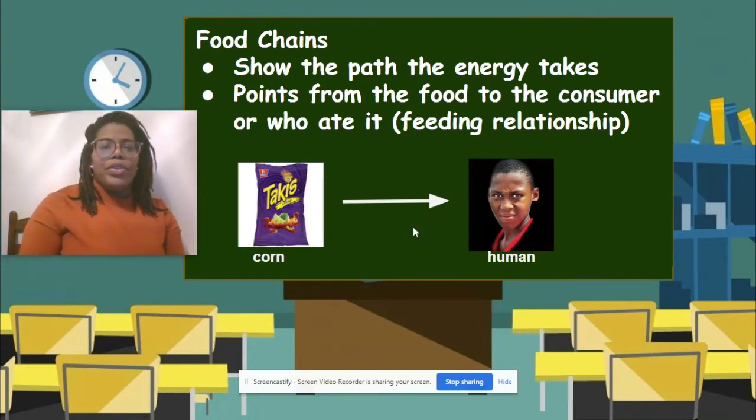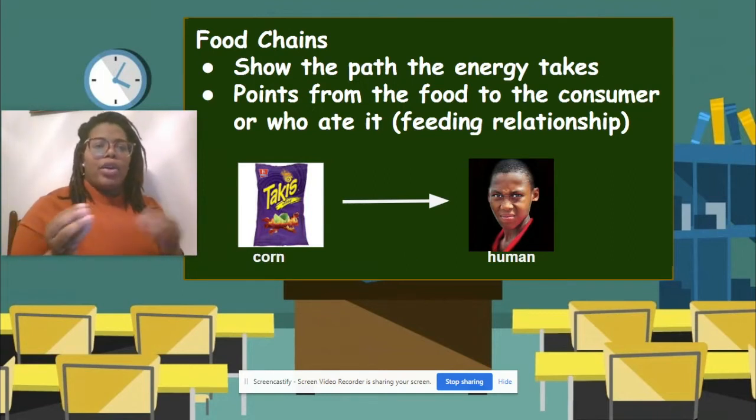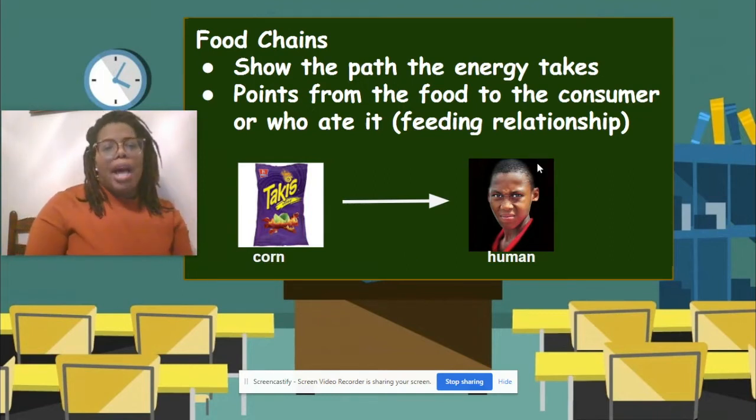When we look at a food chain and we see a word, an arrow, and another word, or pictures, arrows, and another picture, it is showing us the path that the energy took. Because it's showing who ate what or who ate whom, sometimes it's called a feeding relationship.